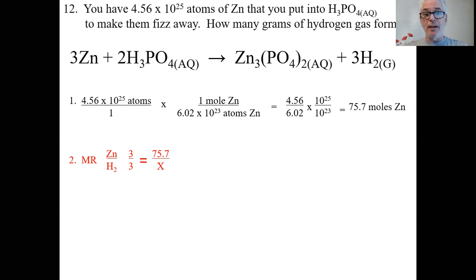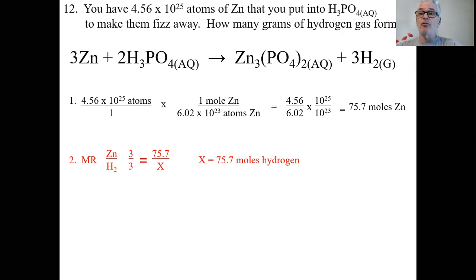You have to cross multiply, and that's going to be 3x equals whatever that is, but basically X is the same, 75.7 moles of hydrogen. So we started out with atoms, we switched to moles, we did the mole ratio, and now we know that when this reaction happens perfectly with 75.7 moles of zinc, we're going to get 75.7 moles of hydrogen. Now, how many grams of hydrogen is that? Well, to go from mole island 2 to mass island 2, we have to use that conversion factor of 1 mole equals the molar mass.